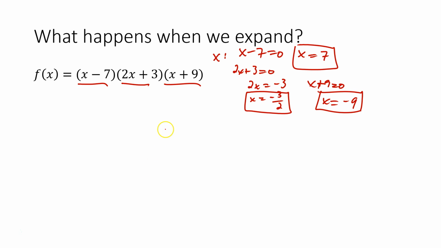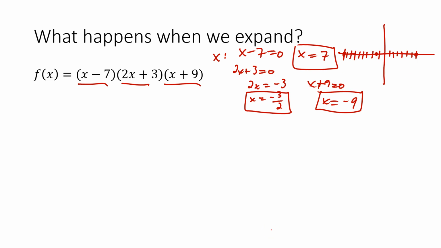So the whole goal here is to try to figure out what the graph looks like. I'll put a graph up here, and we have an intercept at 7: 1, 2, 3, 4, 5, 6, 7, right there. We have an intercept at negative 3 halves, that's negative 1.5, so that's right there. And we have an intercept at negative 9: 1, 2, 3, 4, 5, 6, 7, 8, 9. Okay, so those are all of our intercepts, but we don't really know what the rest of the graph looks like.